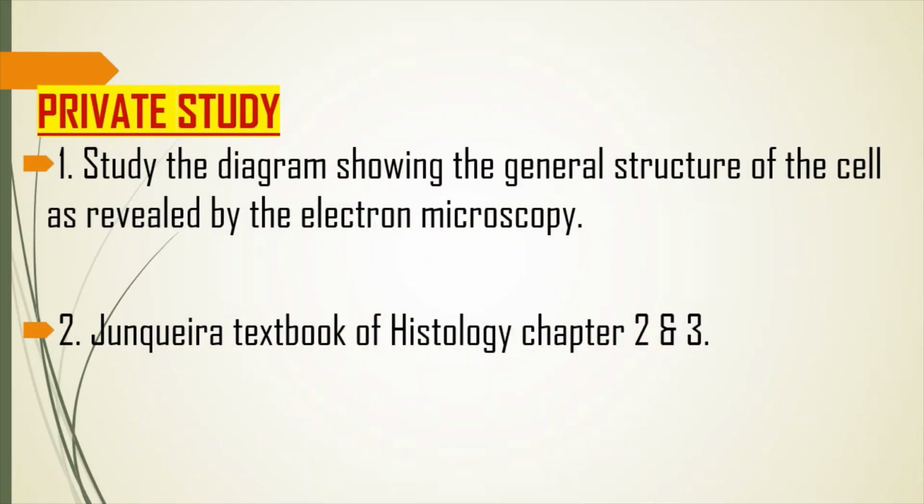Right. So in your private study, you should use this material. Study the diagram showing the general structure of the cell as revealed by the electron microscope. So you're not supposed to draw structures from an electron microscope. Draw structures that you have seen in this lab, the slides that I have shown you in this lab. But in your private time and in your group discussions, use the electron microscope to study in detail the structure of the cell. There are certain inclusions in the cell that we cannot see with a light compound microscope, but the electron microscope will show you.